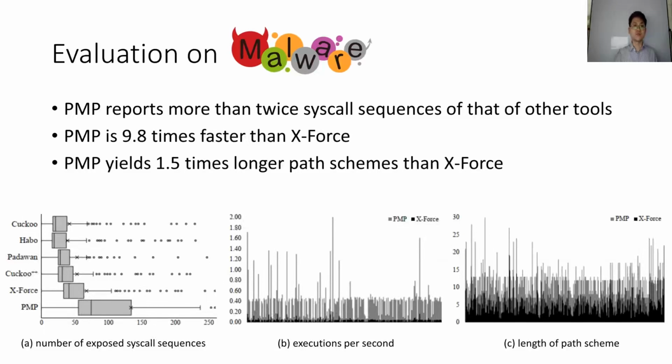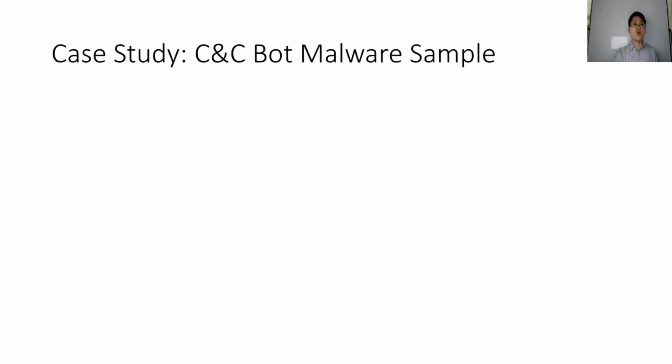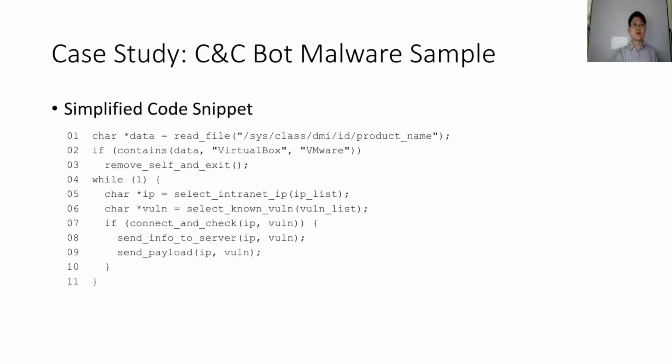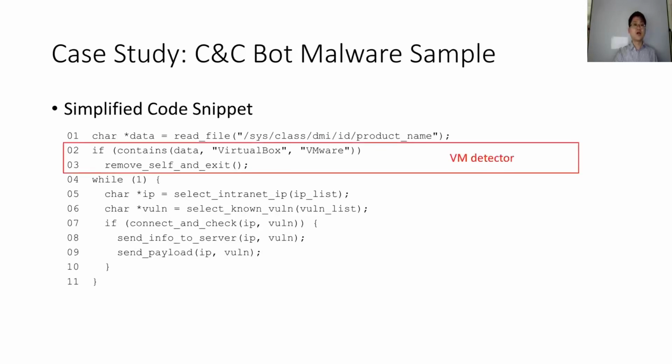We use a case study on a real-world sniffer malware sample to illustrate the advantage of PMP. The sniffer is equipped with a VM detection-based cloaking technique. The code snippet in this slide shows a simplified version of its main processing logic. If a VM environment is detected, the malware sample deletes itself and exits.